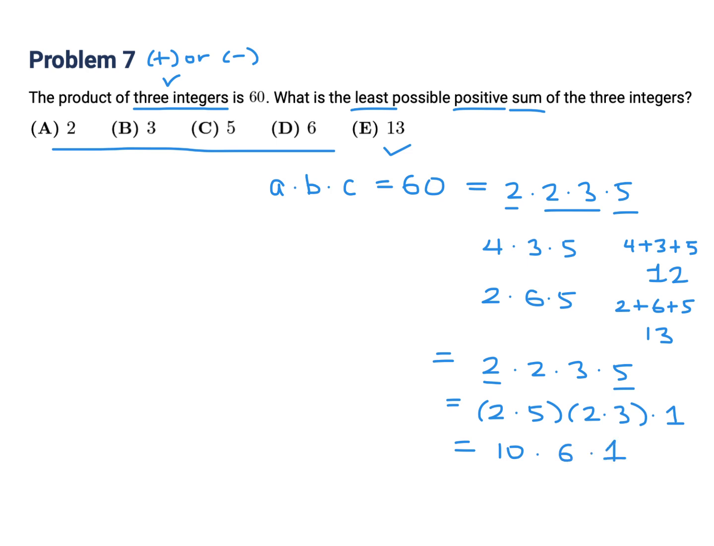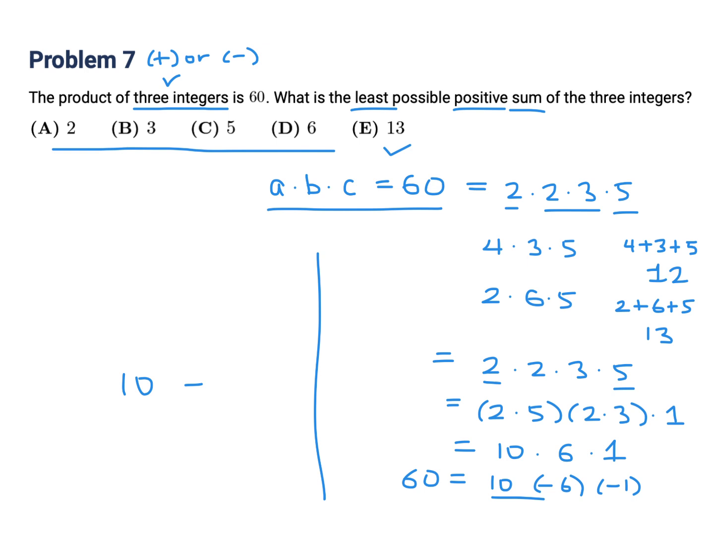But if 2 of these are negative, like for example, if it was negative 6 and negative 1, we would still get a product of 60. So this would still be valid. And therefore our numbers actually are 10, negative 6, and negative 1. And when you add these, you actually get 3. And 3 is actually the smallest positive sum that you can get with this type of experimentation.